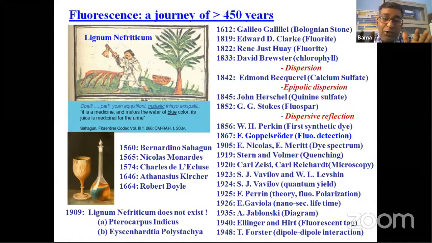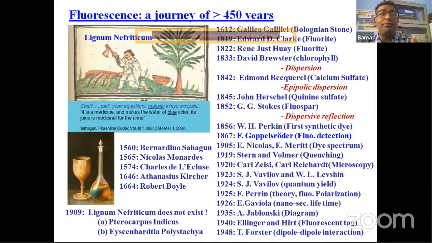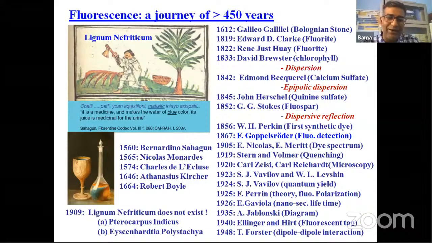Kircher basically documented this part of the lignum nephriticum. And significantly, in 1664, Robert Boyle observed that the blue color changes again to yellow when acid was added to it. Anyway, these are the early observations of the color change or the signaling, whatever I'm talking about.